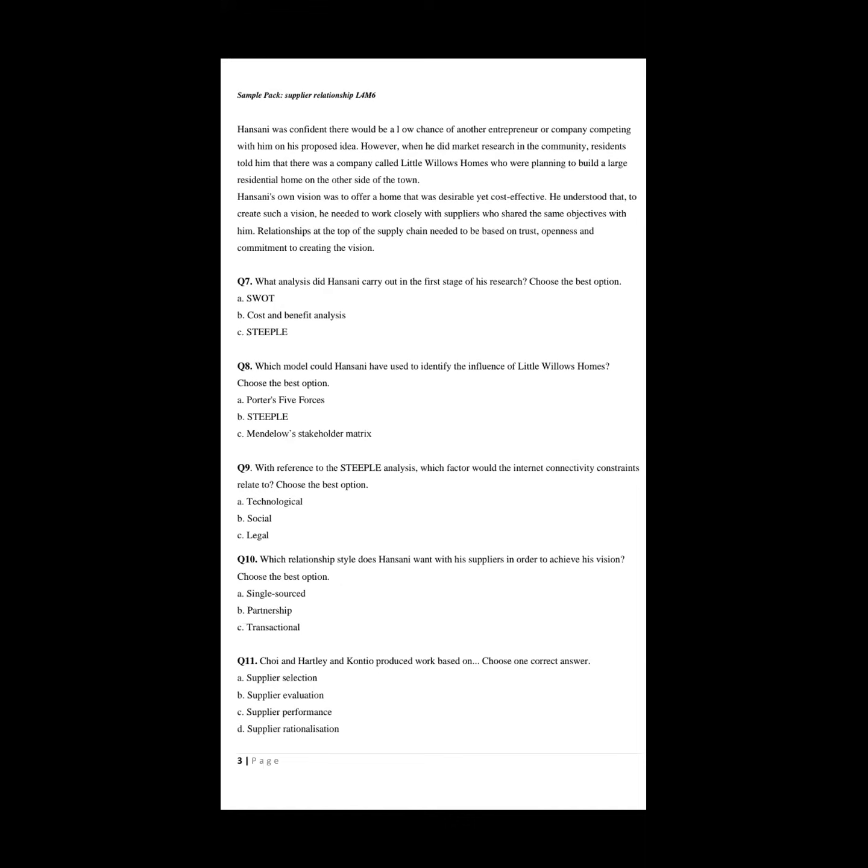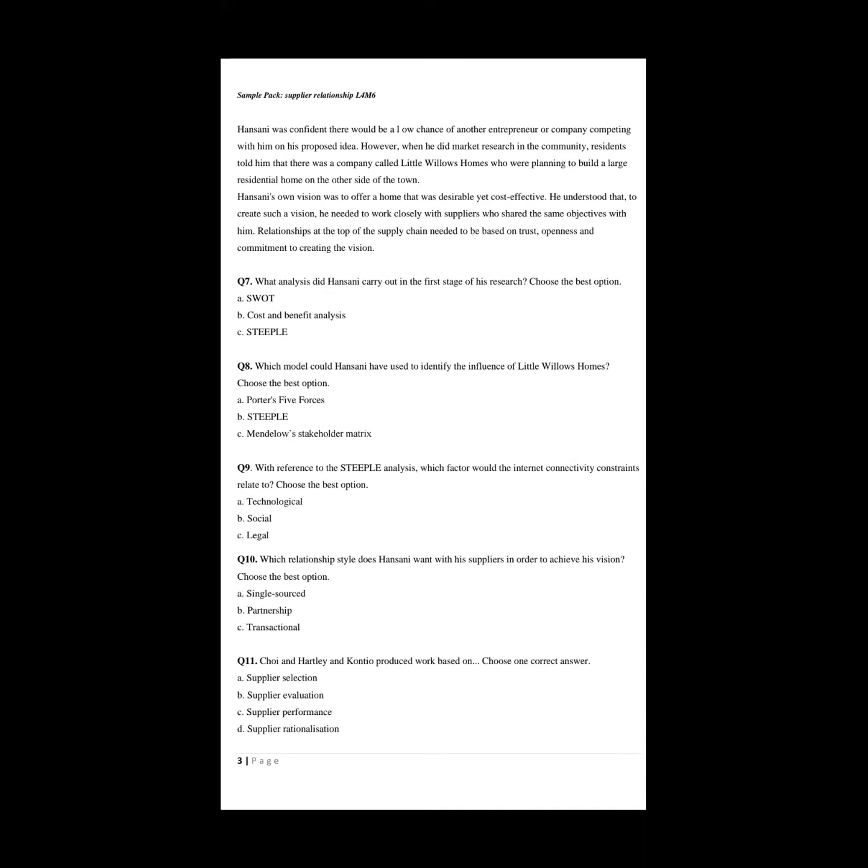Question 7. What analysis did Hansani carry out in the first stage of his research? Choose the best option. I'll go for steeple, because it was environment. So go for steeple. Question 8. Which model could Hansani have used to identify the influence of Little Willows Homes? That would be Porter's 5 forces. Yes.